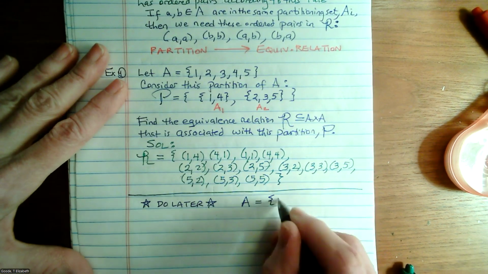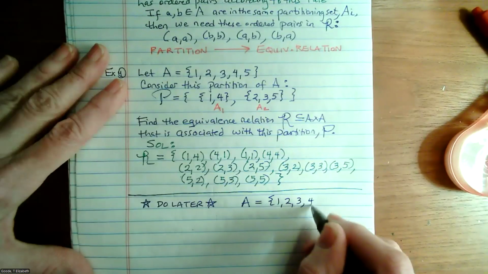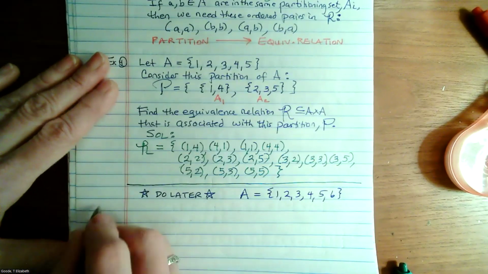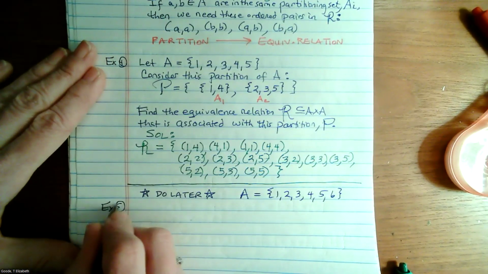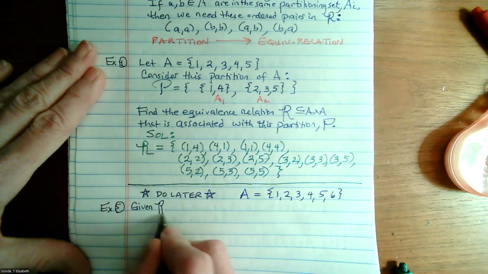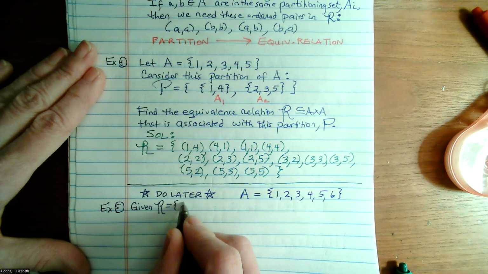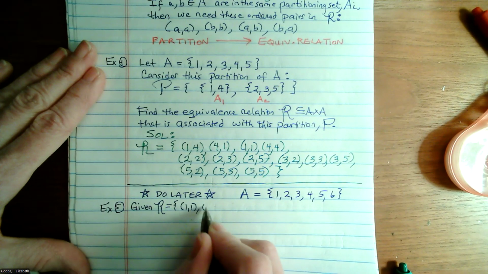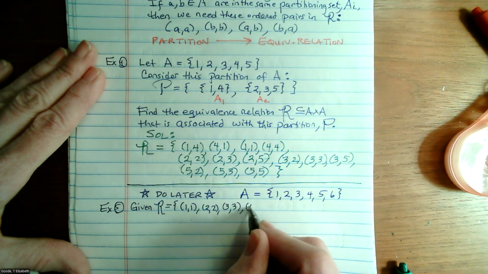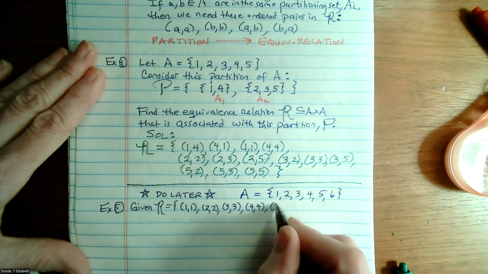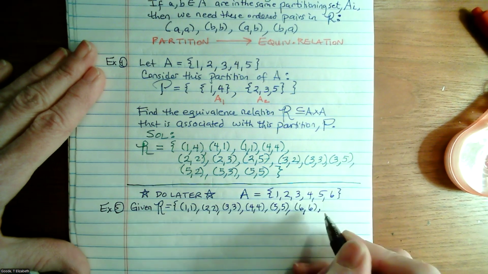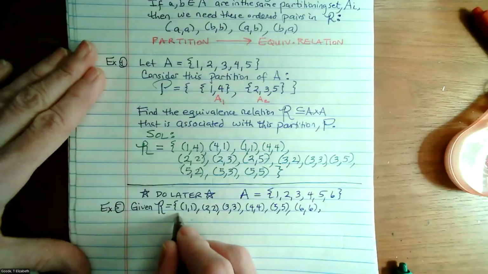Let's make our A just a tiny bit bigger. Let's put 6 elements in A. Here's example 5. I'm going to give you R. Here we go. It's going to have 1, 1, 2, 2. I'm going to go on and put all the reflexive elements in because I'm building an equivalence relation. 3, 3, 4, 4, 5, 5, 6, 6. Okay, reflexivity is taken care of.